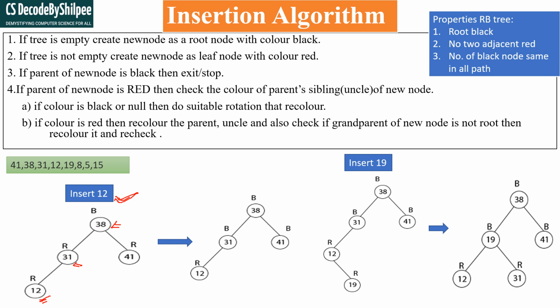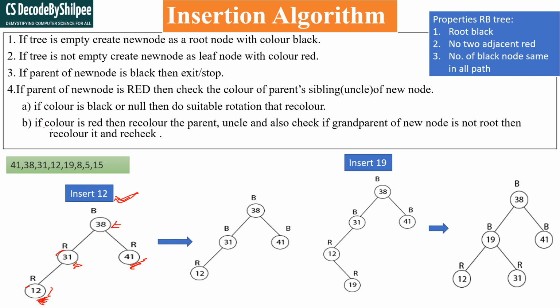And I've already said that whatever new element you are going to insert, it will always be red color. So if you look at that, two adjacent nodes have red color. The fourth step is saying that the parent of the new node is red. The new node is 12 and its parent is 31. So if this situation comes, you check their uncle color. So what is 12's uncle? 12's parent is 31 and the parent's brother is 41. So 41 becomes the uncle of 12. When you insert a new node with red color, and it is going to violate the property, then you check the uncle color. So the uncle color here is red.